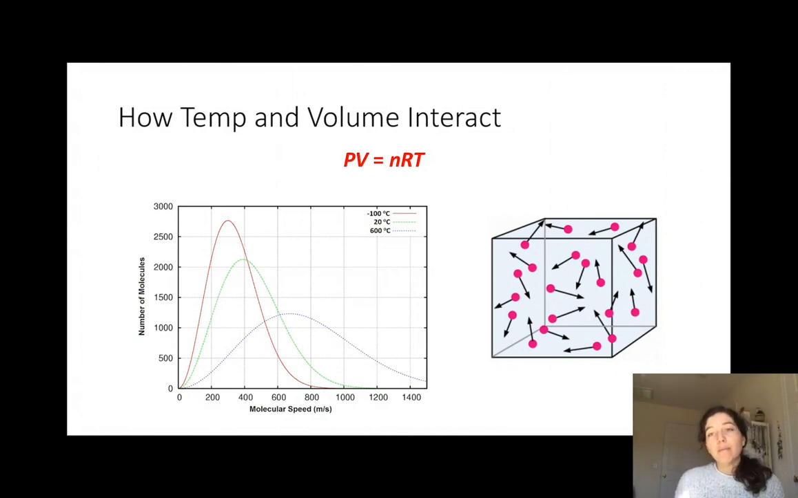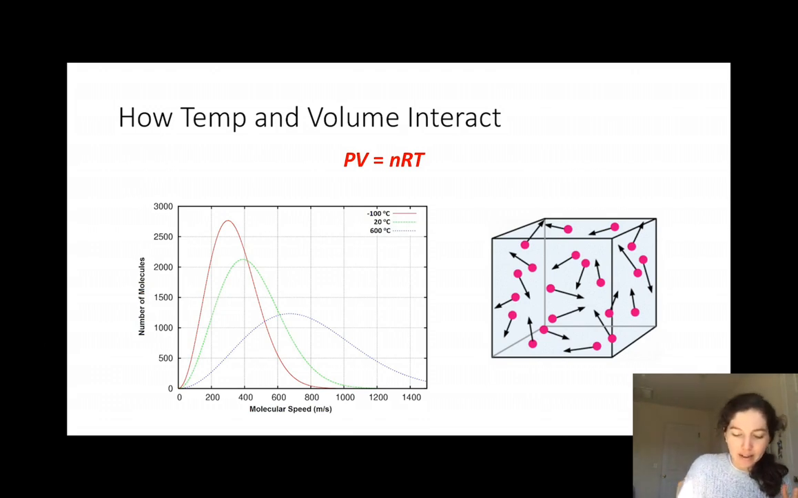Temperature and volume also change with gases. As you increase the temperature of a gas, its molecules move faster, okay? A gas moves more quickly when you put more energy into it and you heat it up. That's just what happens. They can move faster.